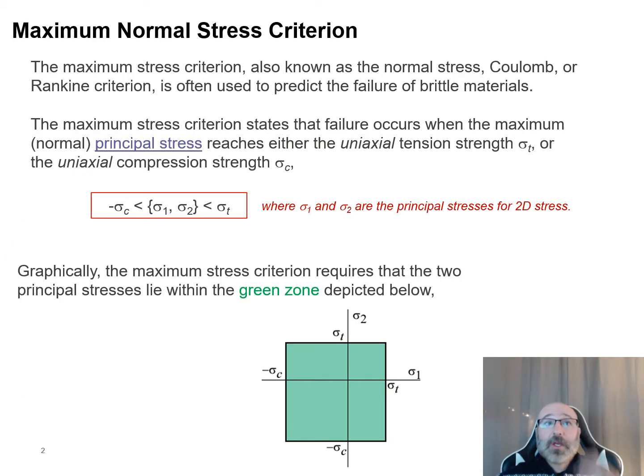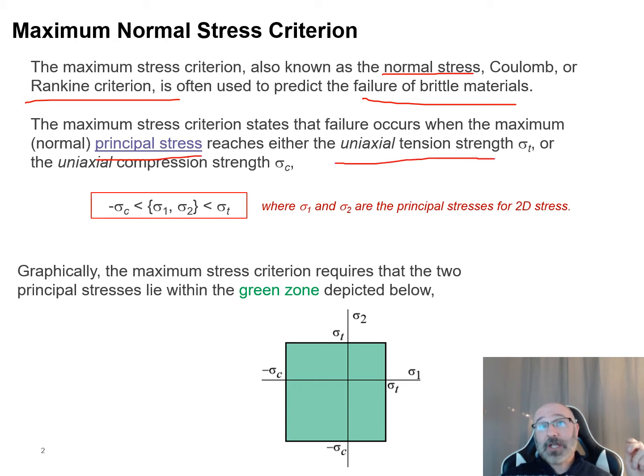So continuing on looking at our maximum normal stress criteria right here, what I want to take a look at now is the definition and what this actually is. So the maximum stress criteria, also known as the maximum normal stress, Coulomb or Rankine criteria. This is often used to predict the failure of brittle materials. So that's what we're going to utilize this for, predicting the failure of brittle materials. So the maximum stress criteria states that the failure occurs when the maximum or normal principal stress reaches either the uniaxial tension strength, sigma sub t, or the uniaxial compression strength, sigma sub c.